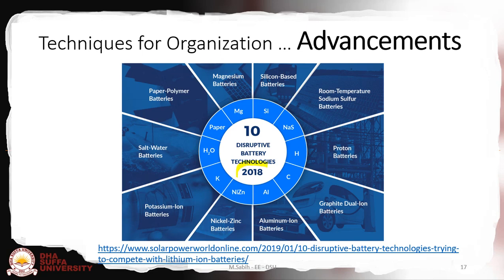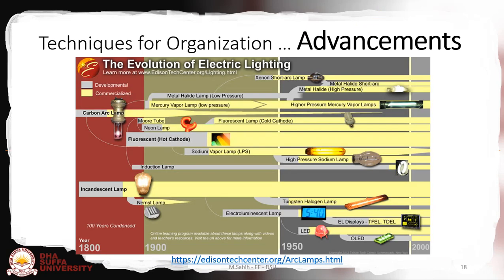Another way, in 2018, what were the different disruptive battery technologies in research: proton batteries, saltwater batteries, and all others. So this is another way of categorizing or organizing the literature in terms of the advancements. This is another way in terms of advancements, and here the emphasis is on development and commercialization. The gray area is the development of the technology, and the rest is the commercialized.